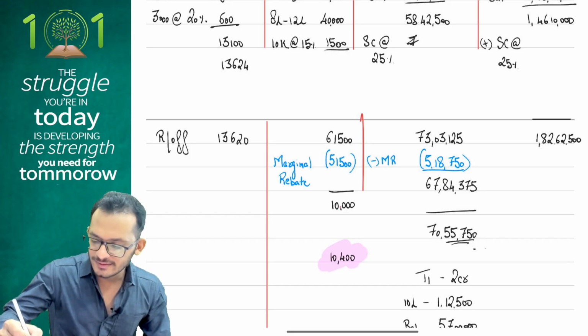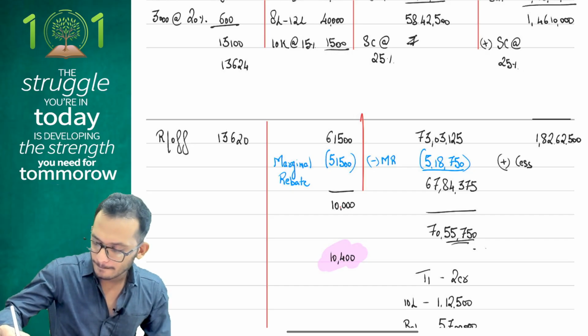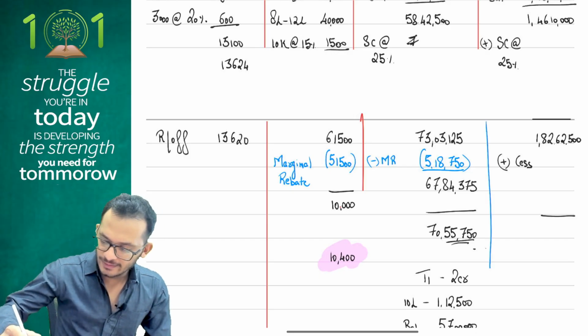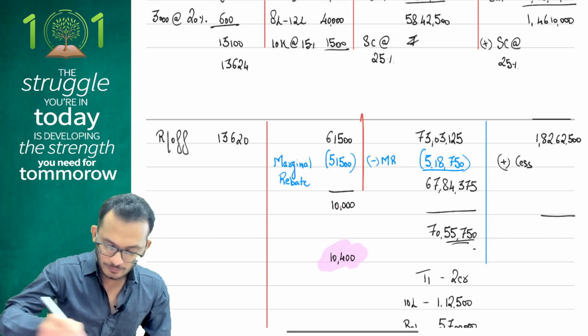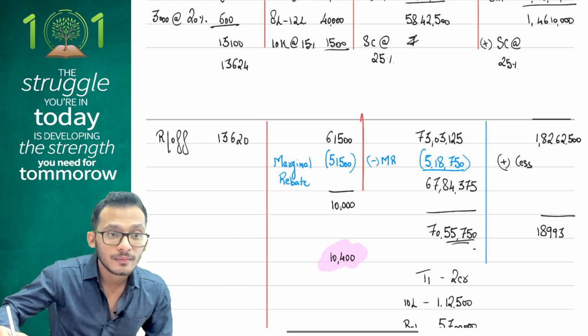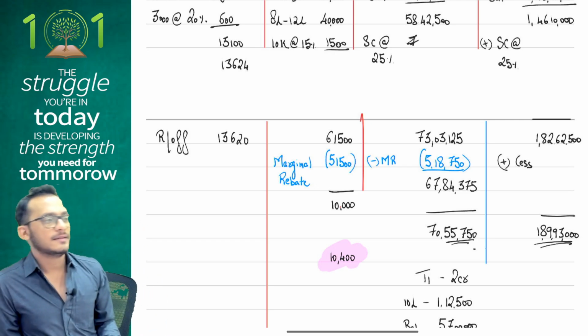Adding the cess directly, answer is 1 crore 89 lakh 93,000. Okay, that's the final answer. Clear?